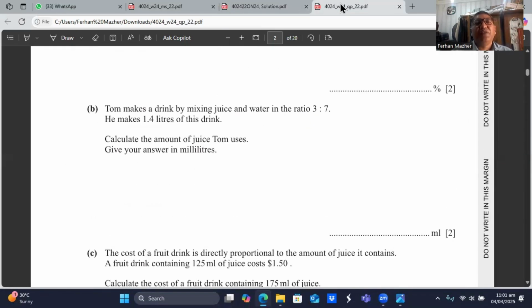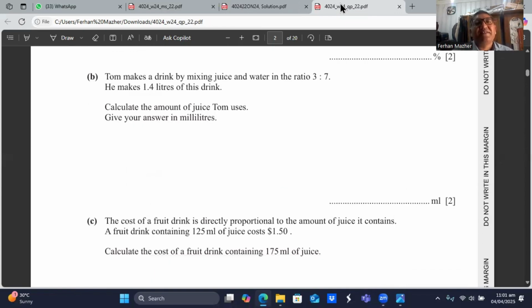Question number 1 is B part. Tom makes a drink by mixing juice and water in the ratio 3:7. Means if the juice is 3, the water is 7. He makes 1.4 liter of this drink. Calculate the amount of the juice Tom uses. Give your answer in milliliters.